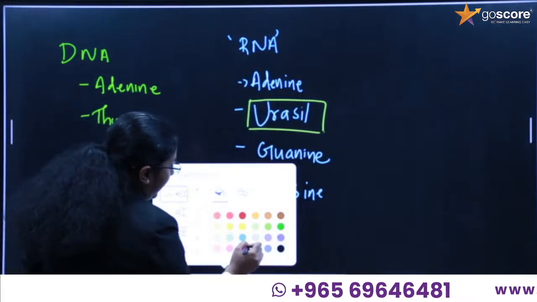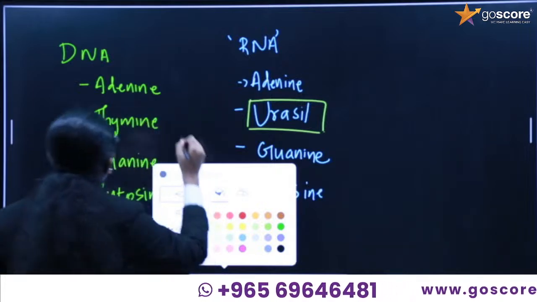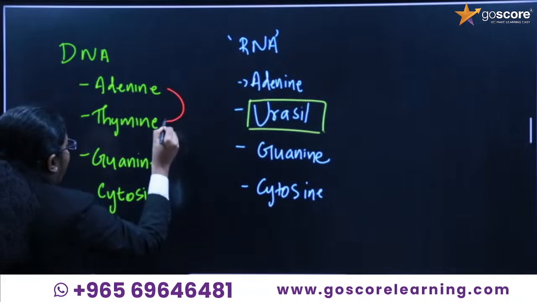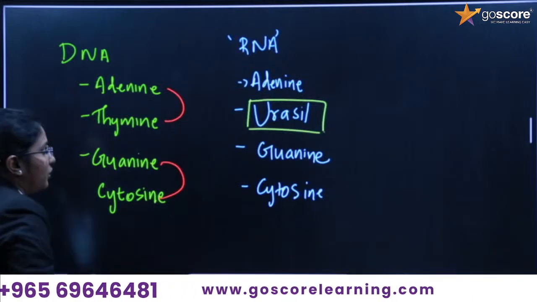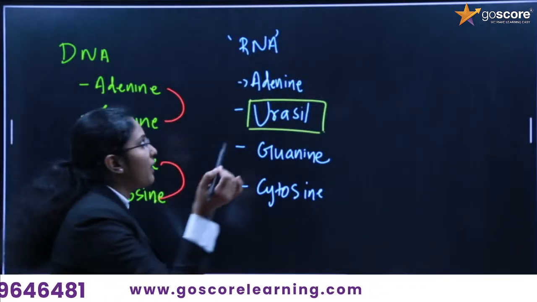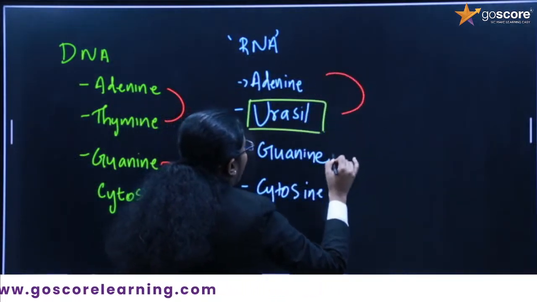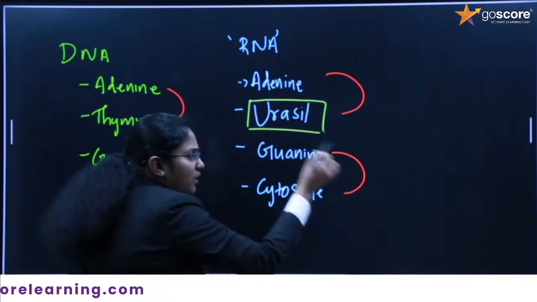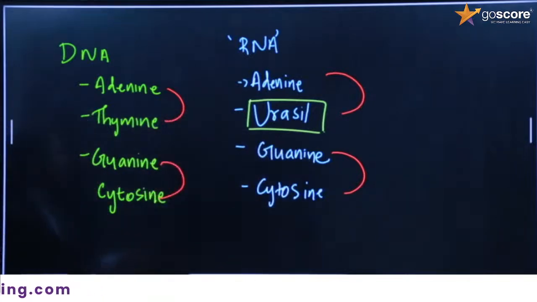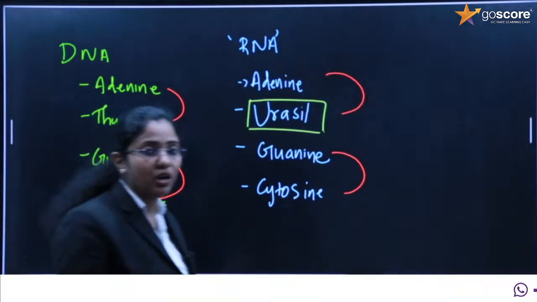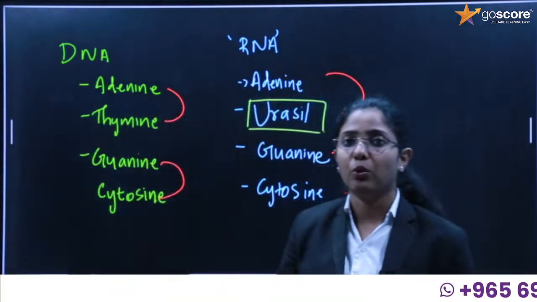In the case of DNA, adenine pairs with thymine and guanine pairs with cytosine. In the case of RNA, usually adenine pairs with uracil and guanine pairs with cytosine, and cytosine can pair with guanine too. Uracil can pair with adenine too. This basic concept you have to keep in mind. With this, we will be moving on.